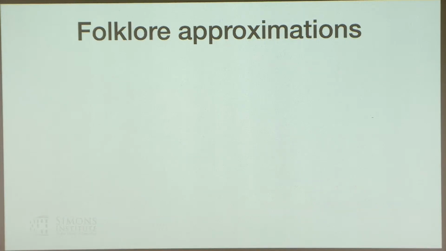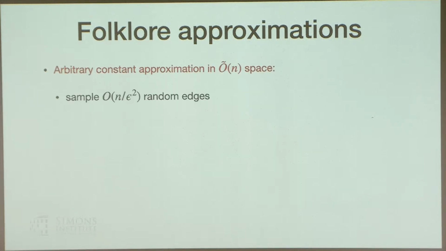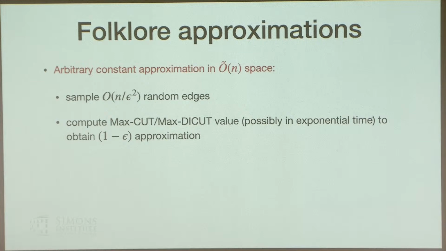Now, what are some of the folklore approximations for these problems? First, you can actually get an arbitrarily good constant approximation in O tilde of n space. This is by just sampling order n over epsilon squared random edges and computing the max cut, or max dicut, value of whatever you sample. This could take exponential time, but again, we are not limited in time, we're only limited in space. And this gets us a 1 minus epsilon approximation.